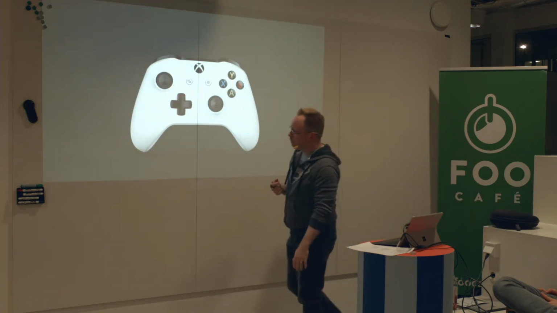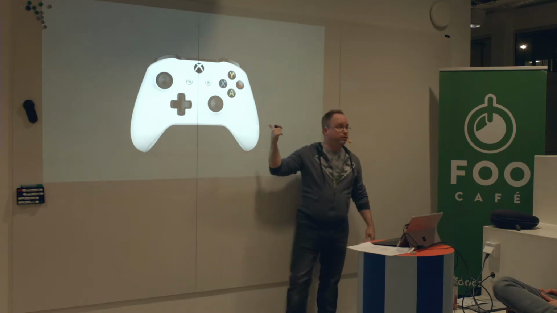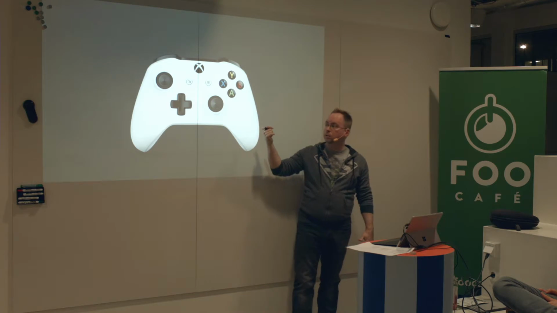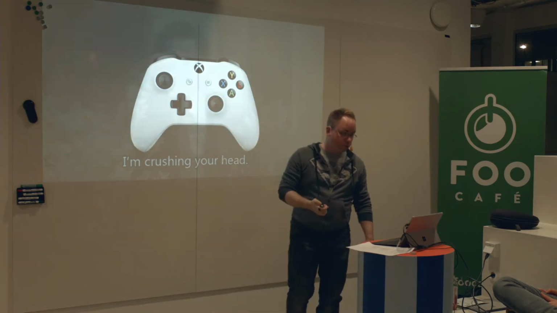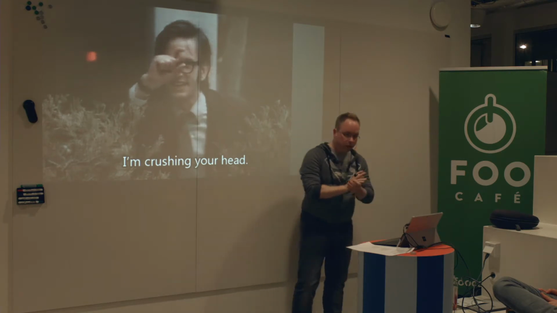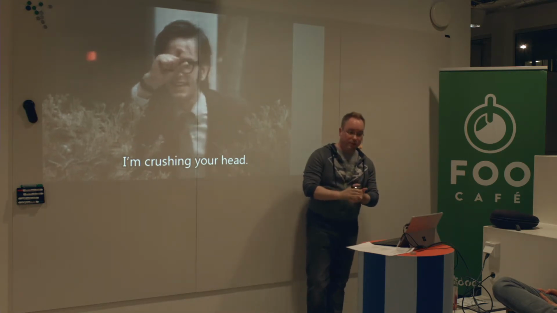Since it actually has Bluetooth, you can use one of these. These are the Xbox One S controllers. These are the ones with Bluetooth. So if you want, you can use them as well. Now, let's take a look at what it takes to implement tap gestures.